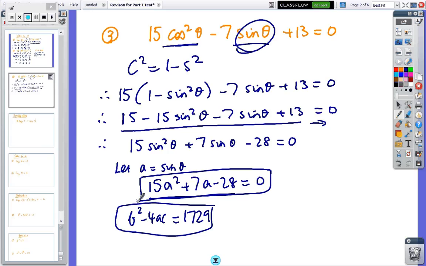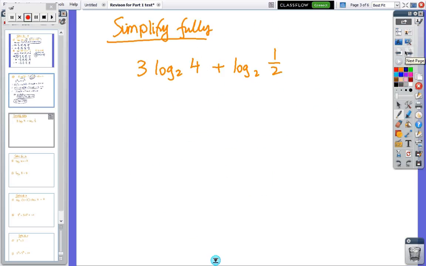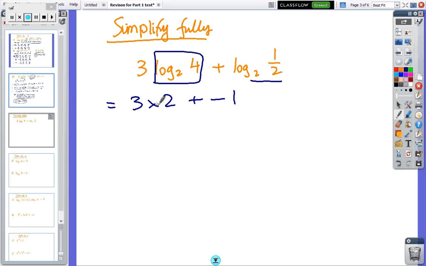So let's move on. Okay, so simplify fully on logs. Pause. This is a really quick one, and when you're ready, come back. Okay, so we've got 3 times log base 2 of 4 equals 6, plus log base 2 of a half, which is minus 1. So we get 6 minus 1 equals 5. And there's other ways of doing it, but the answer is still going to be 5.